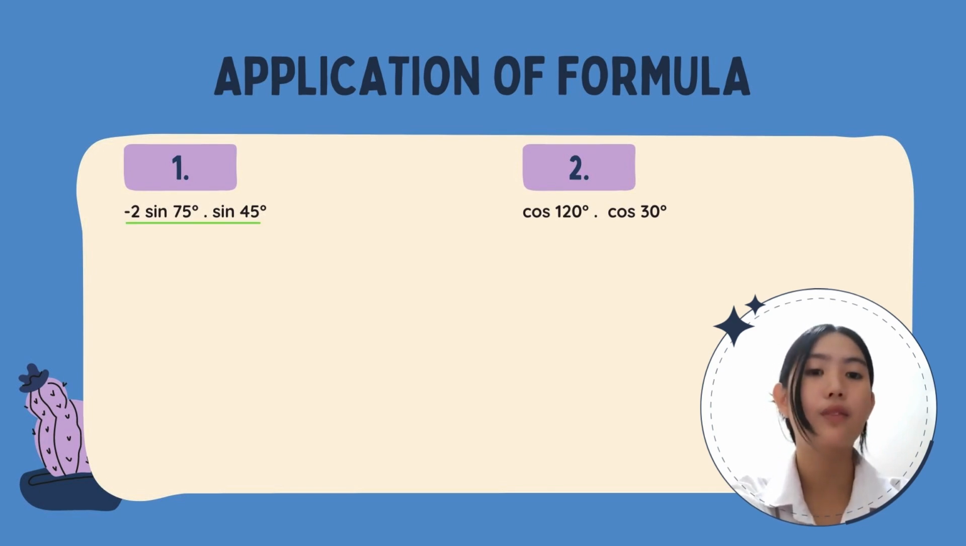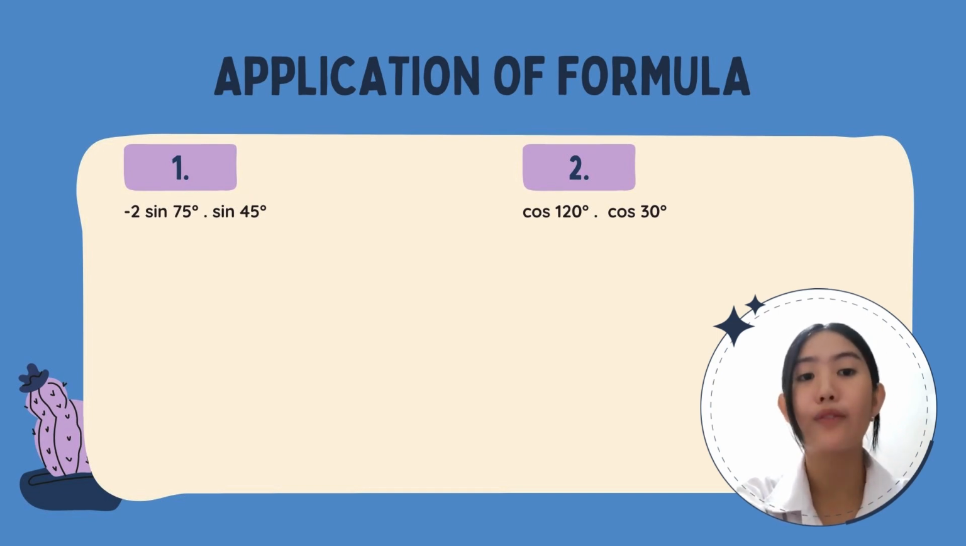Here we have negative 2 sin 75 degrees times sin 45 degrees. Assume that 75 degrees is A and 45 degrees is B. Here we have 2 sin in the question, sin 75 degrees times sin 45 degrees. So the formula that we are going to use is sin A times sin B equals cos(A+B) minus cos(A−B) over negative 2.